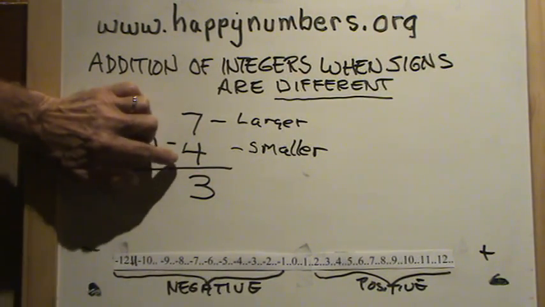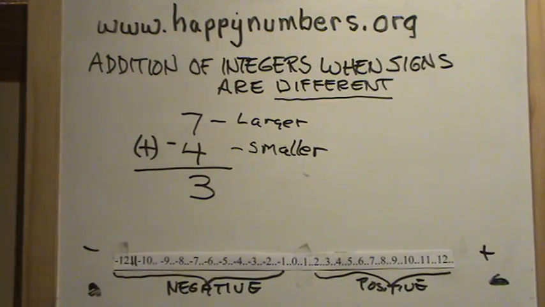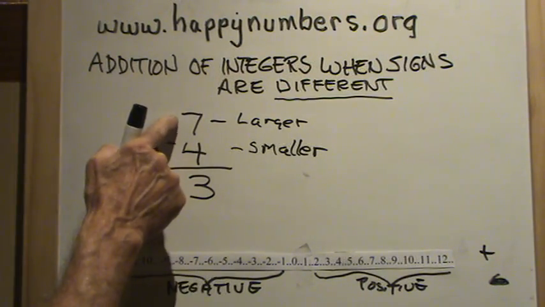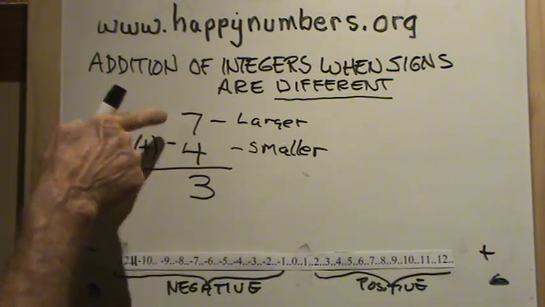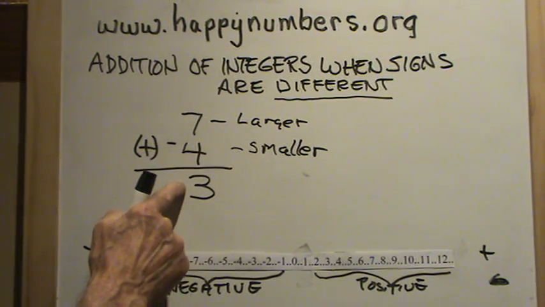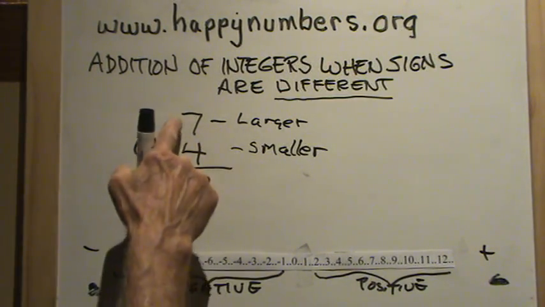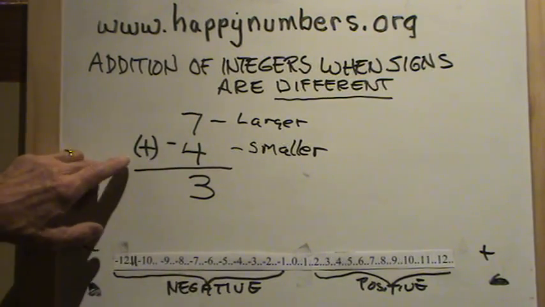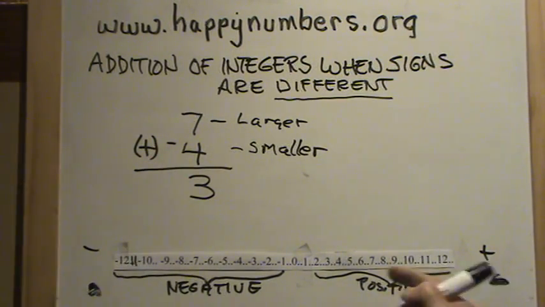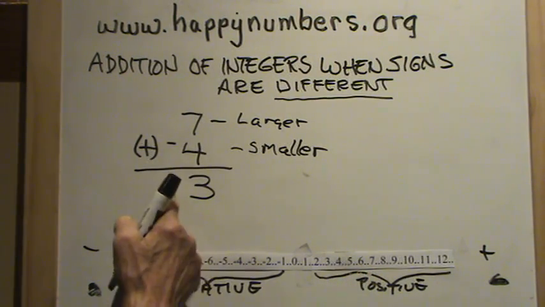So you subtract the smaller number from the larger number, and you use the sign of the larger number. Well, the sign of the larger number here, we know the sign is positive because there's no sign. So the answer is positive 3. And if you look at a number line, this makes sense. We have 7, and we're going to add to 7 a negative 4. So we're going to move in a negative direction 4 places. So if we're at 7 and we move a negative 4, 1, 2, 3, 4, we get to a positive 3.